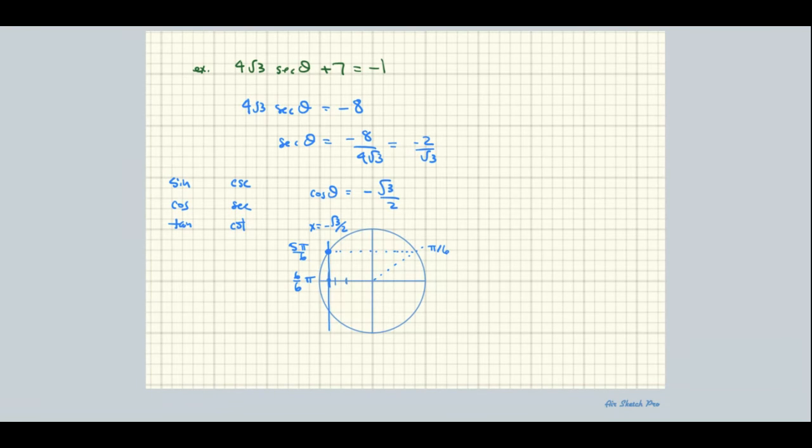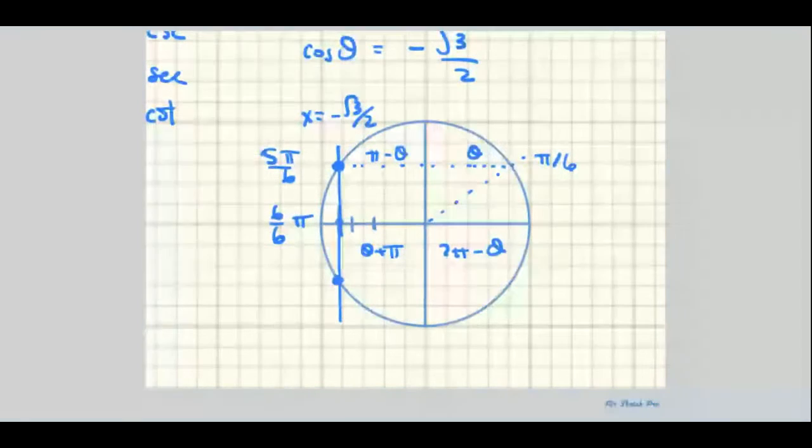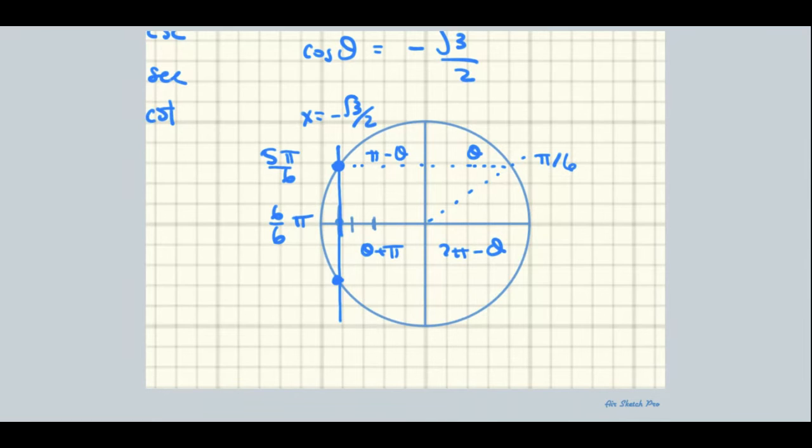Now, I can do clever things by noticing if I have theta here, I'll have pi minus theta here, theta plus pi here, and 2 pi minus theta here. But you can eyeball this, right? If the top one is 1/6 less than 6, the bottom one has to be 1/6 more. So I get 7 pi over 6.